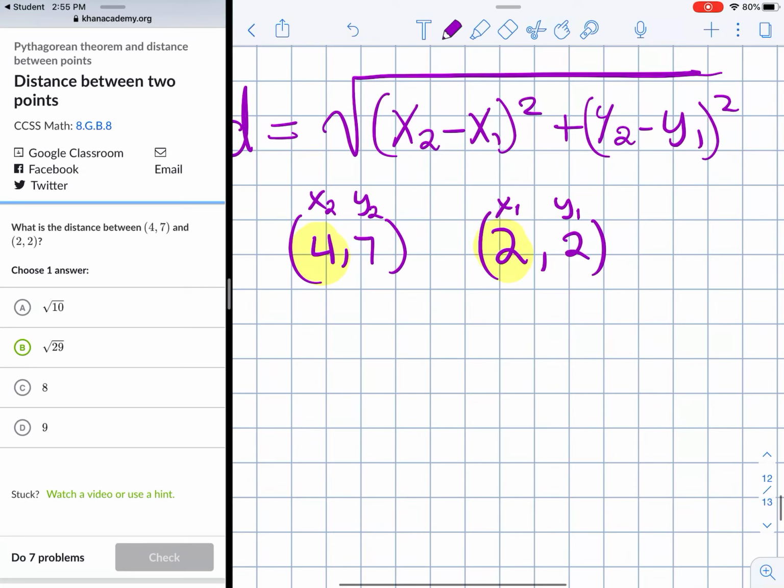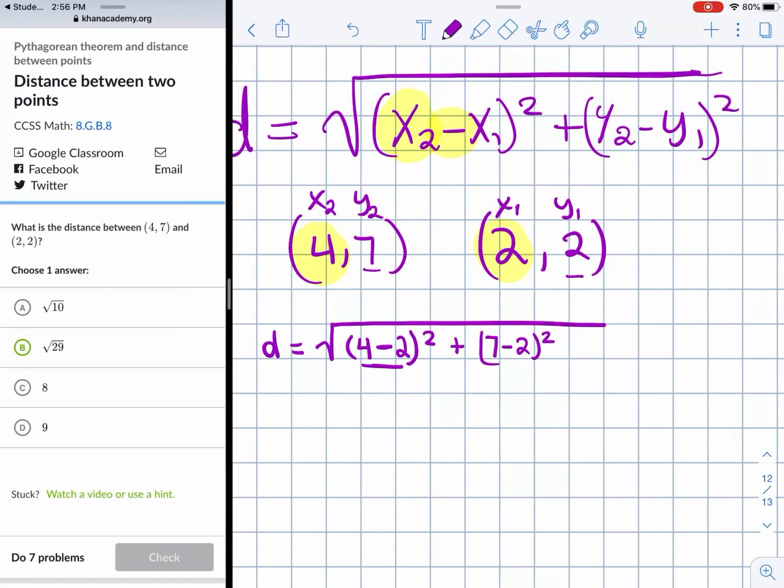So to find the distance between these 2 points is just a matter of plugging into our formula. The distance is the square root of, well, what is our x2? Oh yeah, it's 4, minus, that's what the formula says to do, minus x1. So minus, in this case, 2. And then we square that and keep plugging in. y2 is 7 minus y1, which is 2. And then we square that.